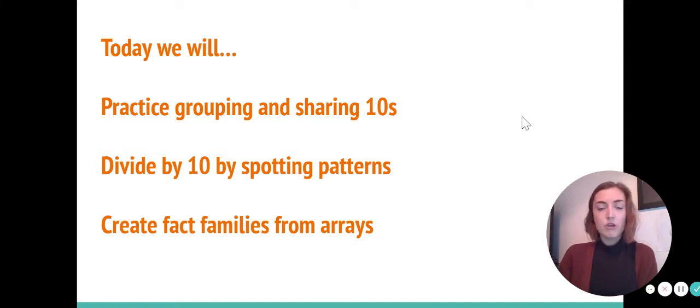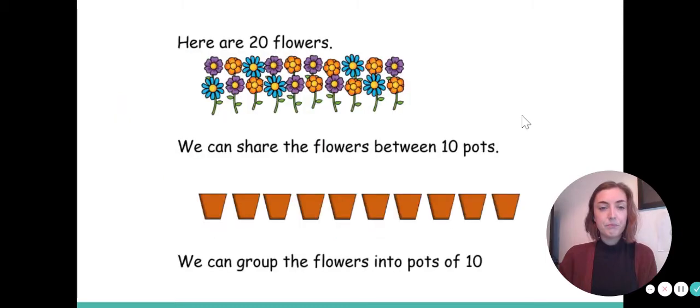Today we will practice grouping and sharing tens, and then we're going to learn to divide by 10 by spotting a pattern, and then we're going to create fact families from arrays. So this is very similar to what we did the other day. Here are 20 flowers, and we can either share the flowers between 10 pots, or we can group the flowers into pots of 10. And both of those will help us find a division sentence.